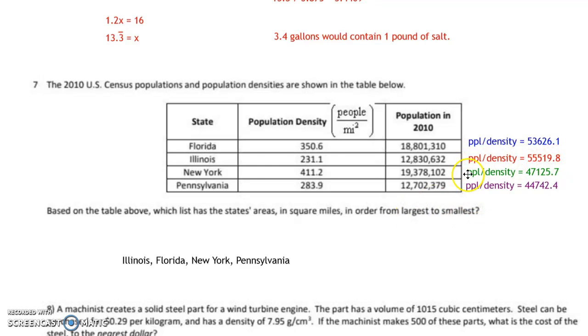It says from largest to smallest. So here's Illinois is the largest. The next largest is Florida with 53,626. The next largest is New York with 47,125, and bringing up the rear is Pennsylvania with 44,742. All we needed to do was find the area, which is miles squared, by converting population and population density into area.